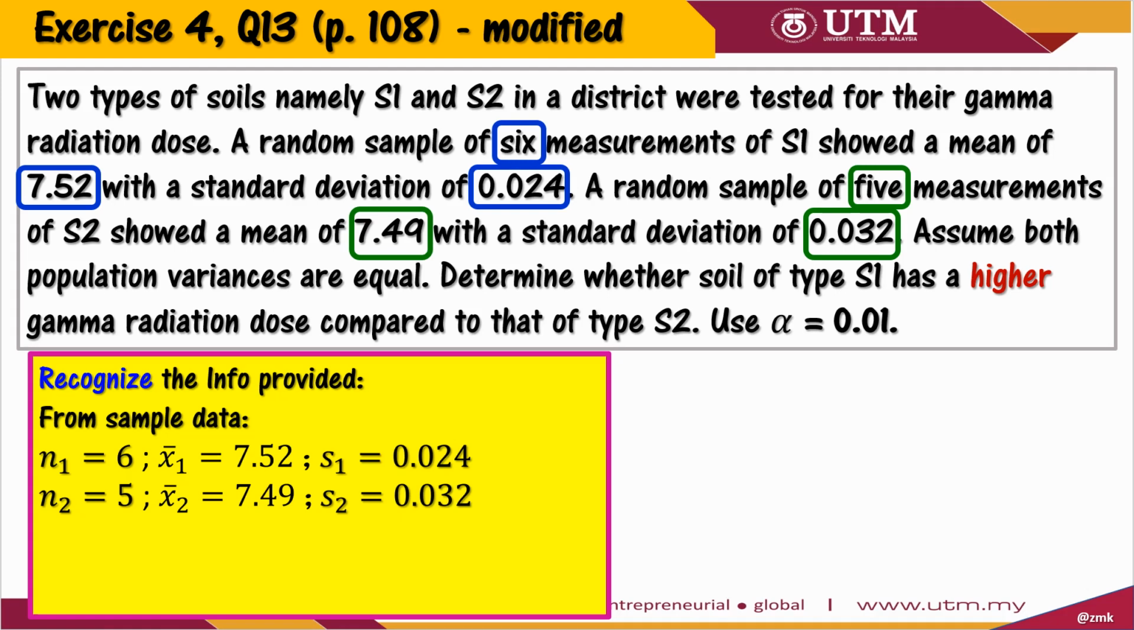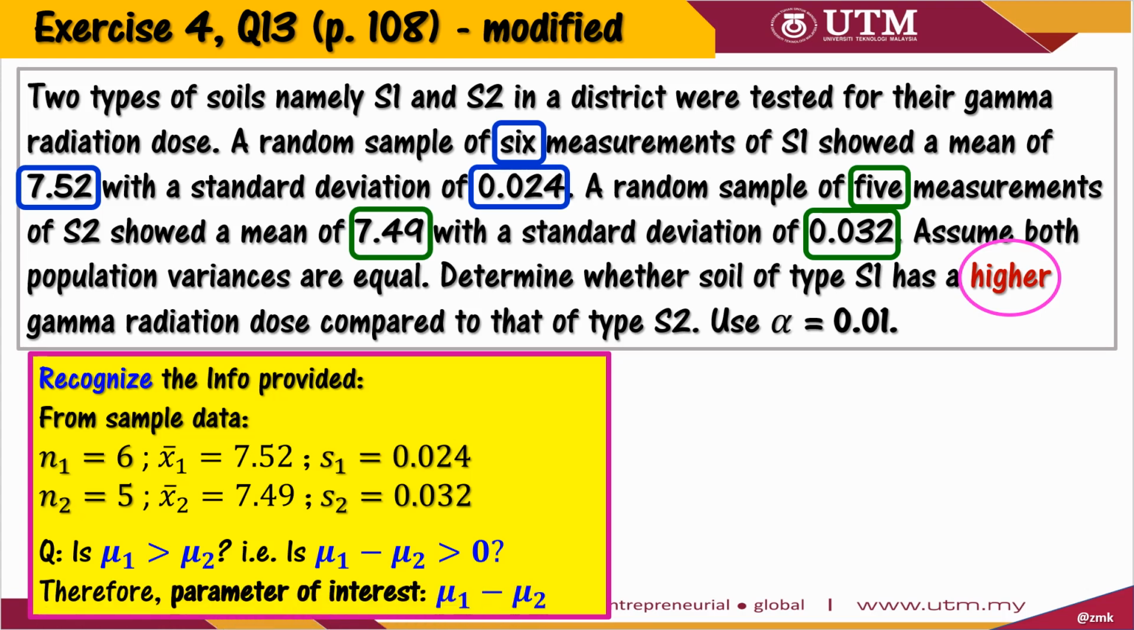Next, look again at the question. Determine whether soil of type S1 has a higher gamma radiation dose compared to that of type S2. So the question implies, is mu1 greater than mu2? That is, mu1 minus mu2 greater than 0? Therefore, the parameter of interest we want to test here is mu1 minus mu2. What else do we need to know? Of course, we need to identify which of the 5 cases we should use to solve this question.